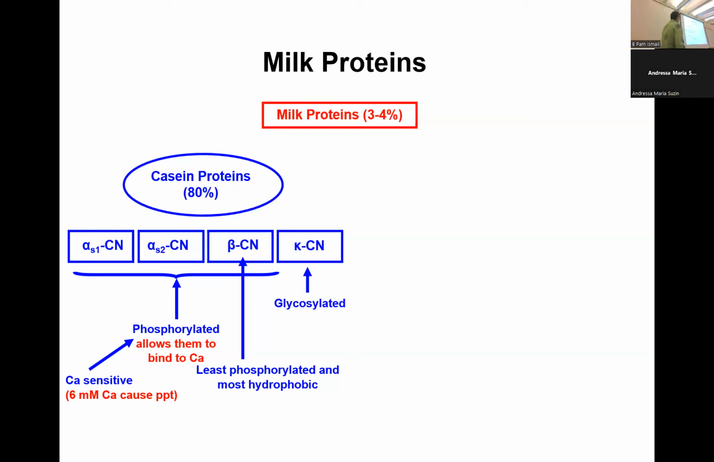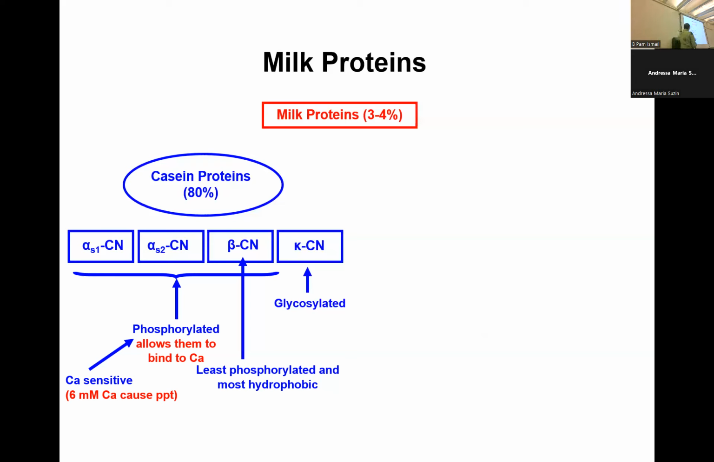So kappa casein, on the other hand, is not phosphorylated, it's glycosylated. That means the OH group, but not of serine this time, of threonine, and another amino acid that has an OH residue. So it is glycosylated, has a carbohydrate covalently linked to the OH group, again via post-translational modification.